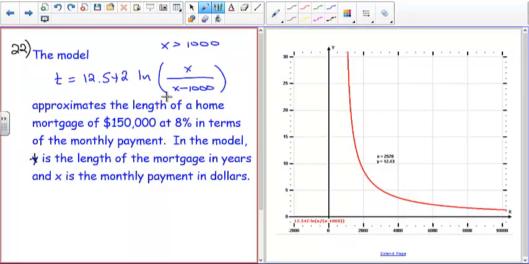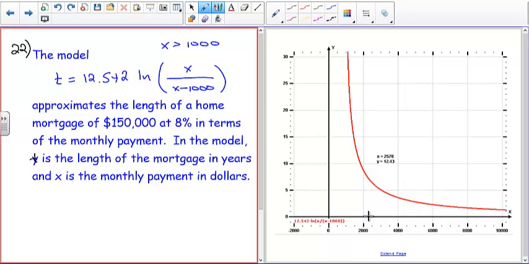Okay, so x is not this. This particular model applies to these two requirements: $150,000 at 8% interest. And what you find out is the larger the monthly payment, the smaller the time it takes to pay it off. And this is if you plot it as a function of time. So this would be time on the x-axis.